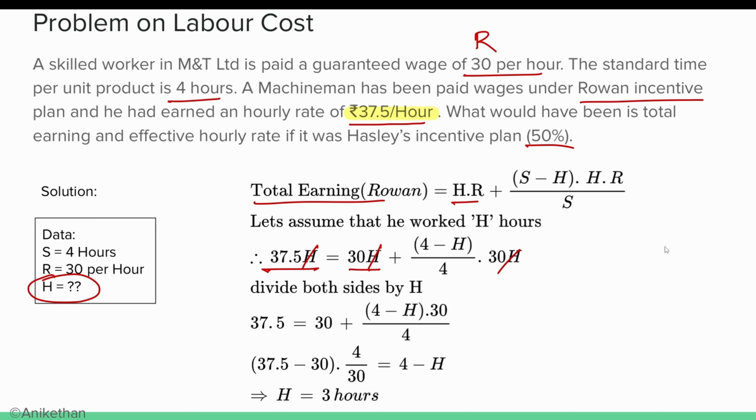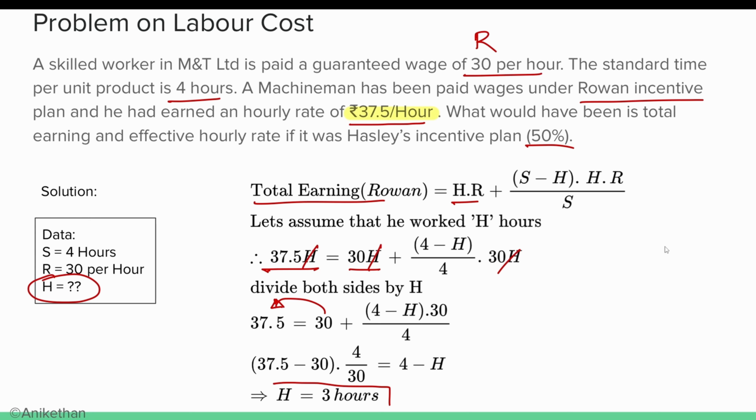So you have 37.5 is equal to 30 plus 4 minus H into 30 by 4. To simplify the equation, let us take the 30 on the other side and this 4 by 30 will come on the left hand side. If you solve this equation, you will get H is equal to 3 hours.